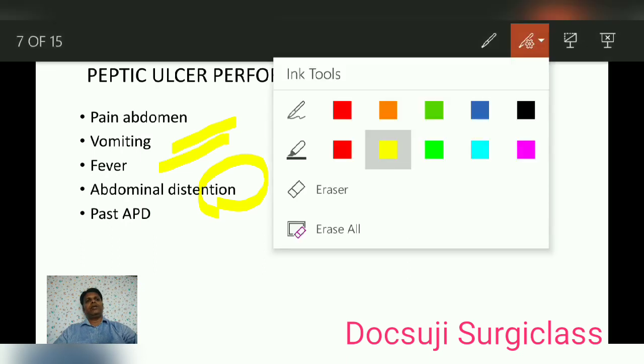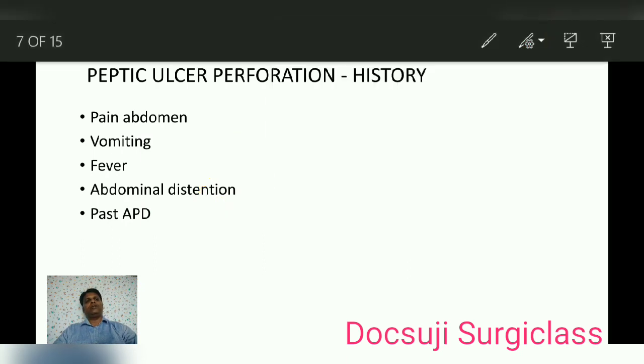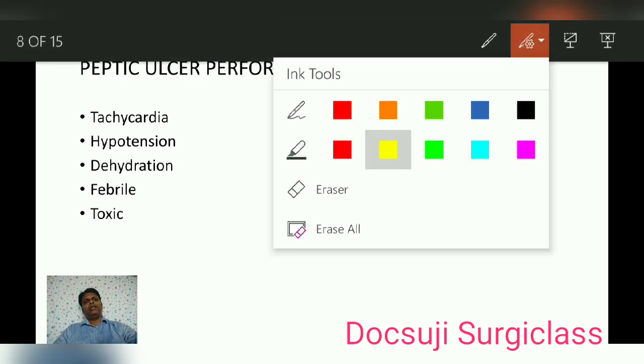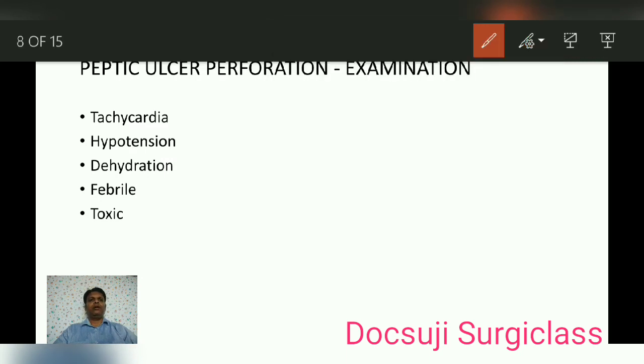Next we are going to discuss the examination. First is the general examination. As perforation is there, the patient will be in a shock state, particularly hypovolemic shock. So tachycardia, that is, increased pulse rate, then hypotension, dehydration, and the patient will be febrile and toxic in nature. These are the general examination findings.